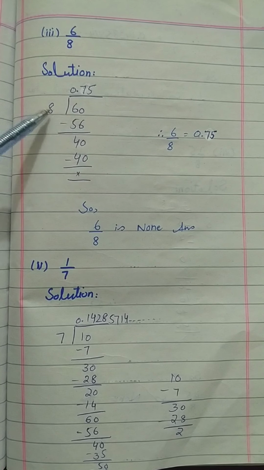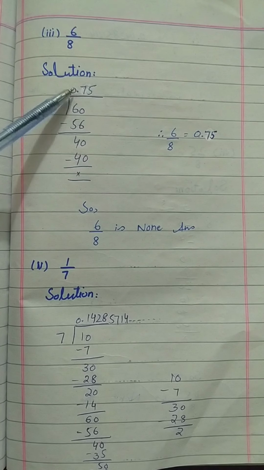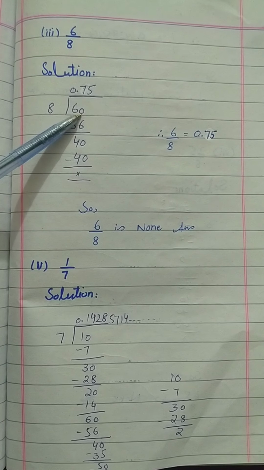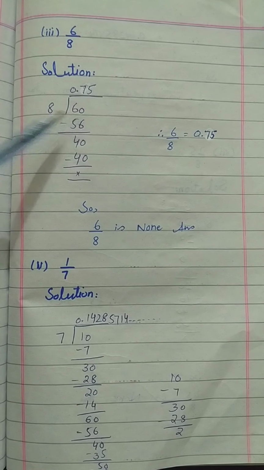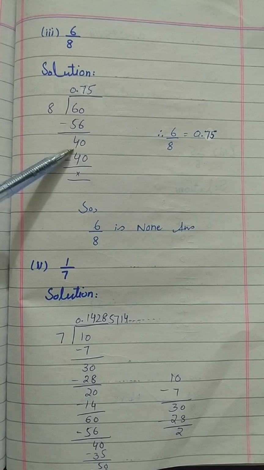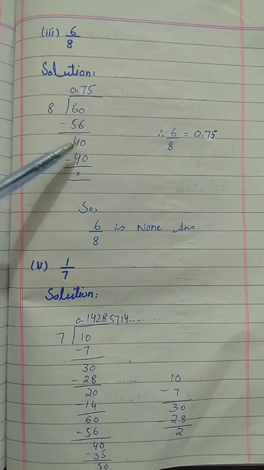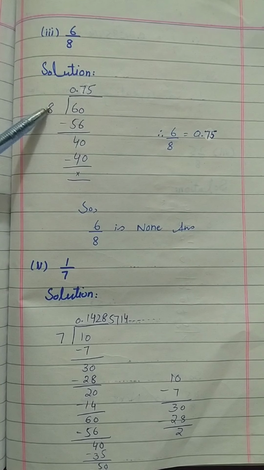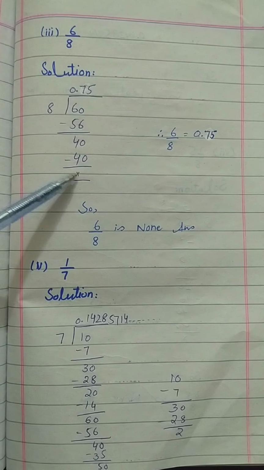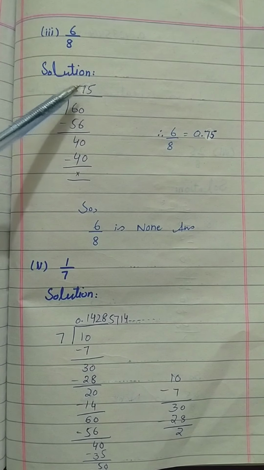So we divide 6 by 8. 6 is a smaller amount than 8, so we put 0 here for the smaller value and then a point to get 0. So the value is 60. 8 7s are 56. We subtract 56 from 60 and get 4. 4 is a smaller amount than 8, so we put another 0 and this value becomes 40. 8 5s are 40 and there is no remainder here, so 0.75 is non-repeating.